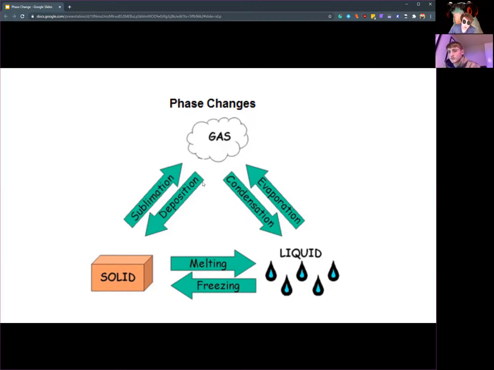And then sublimation and deposition are a solid going directly to a gas, and a gas going directly to a solid. This isn't necessarily common naturally, but it would be like if you put gas in a freezer or something like that, and then it just froze directly into a solid. Not super common in nature though. Actually, correct that. It does occur naturally in the water cycle when snow sublimates into gas, but not super common.